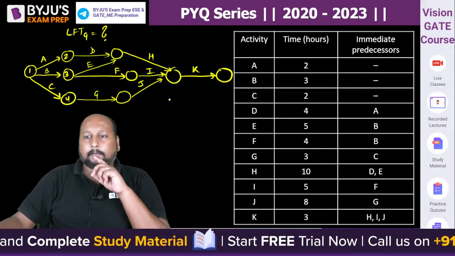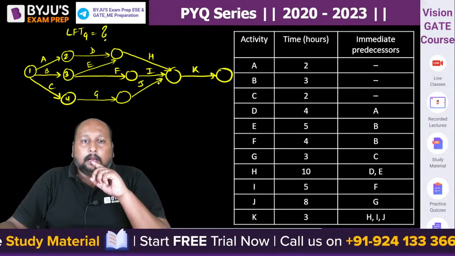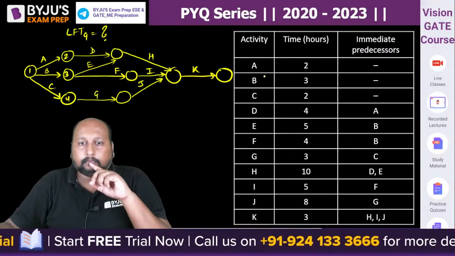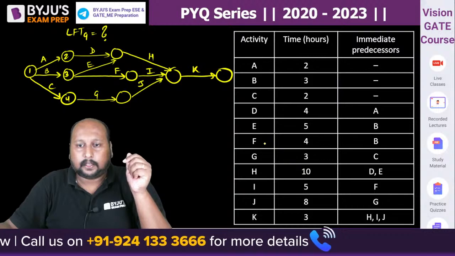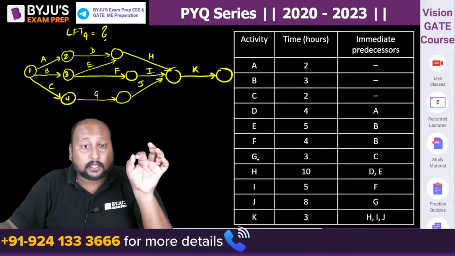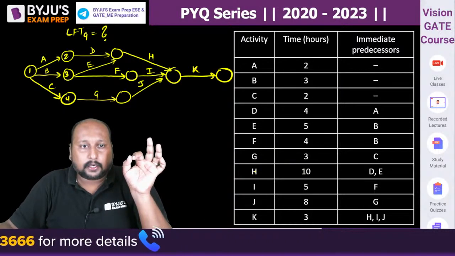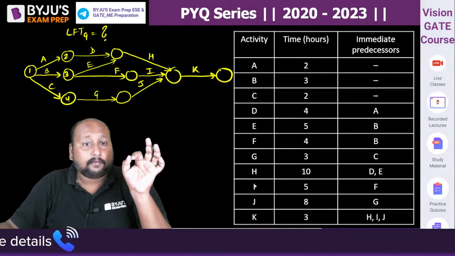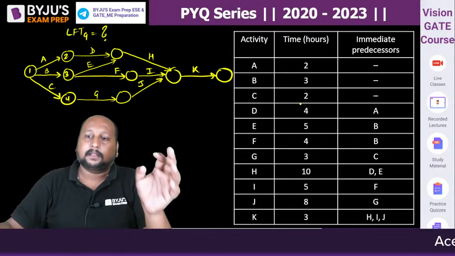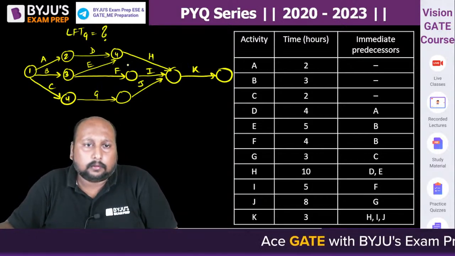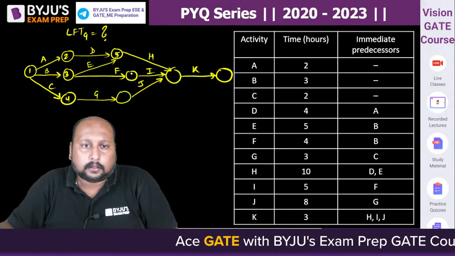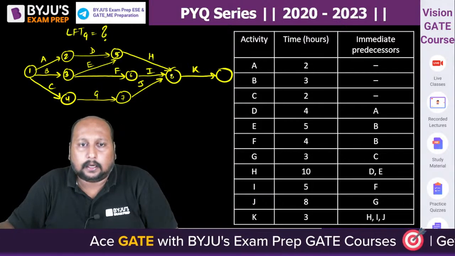Please check, everyone. A, B, C are independent; D is after A, E is after B, F is after B, G is after C, H is after D and E, I is after F, J is after G, and K is after H and J. Perfect. So we can number the nodes 1 to 9.